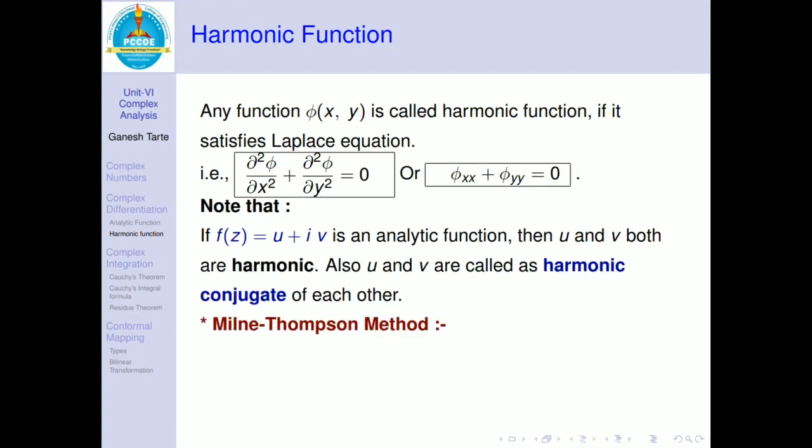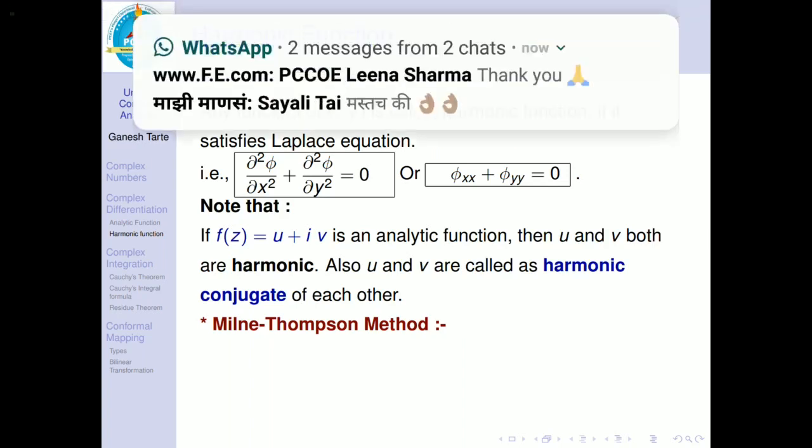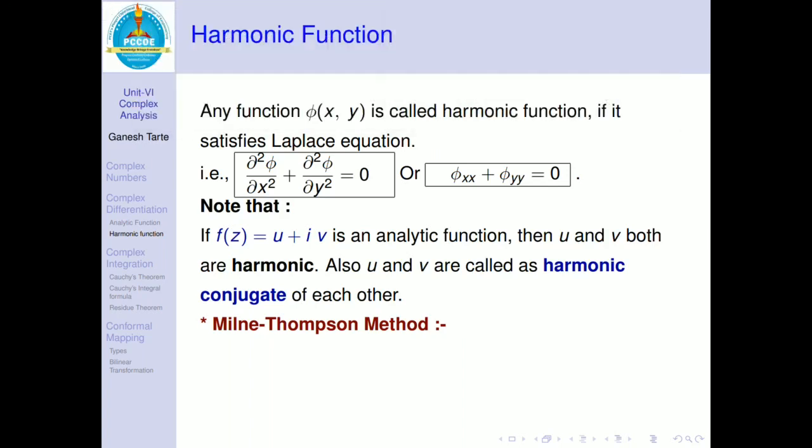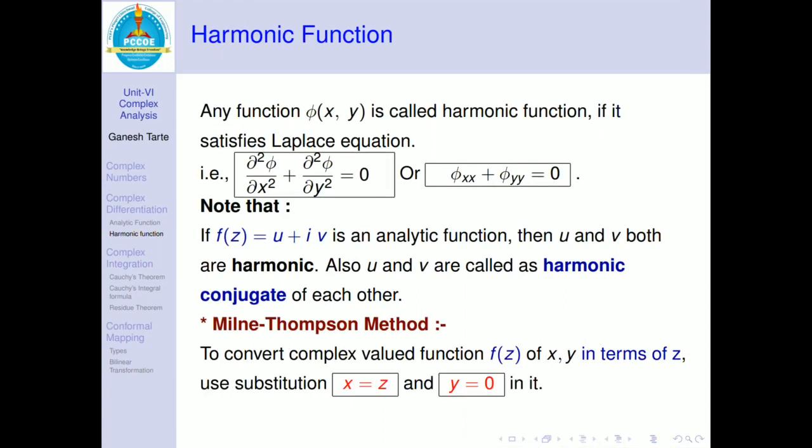Now the last theoretical topic from complex differentiation is the Milne-Thomson method, and it is a very important method to convert a given function f(z) in the form of z. So what we do, we simply substitute x = z and y = 0 in the given function. So it converts the given function in the form of z. That is the Milne-Thomson method.